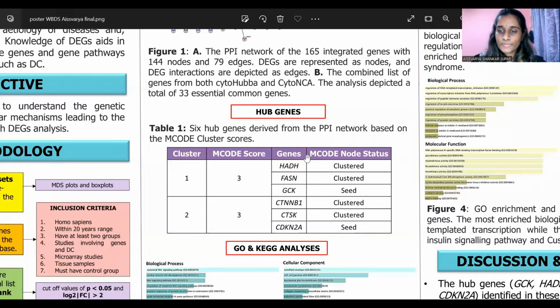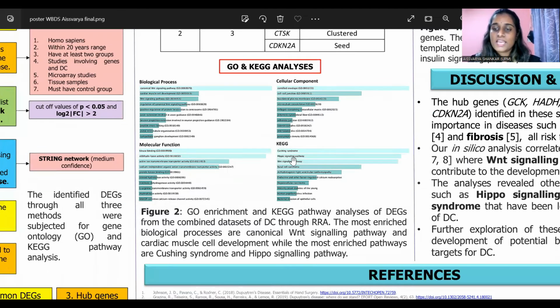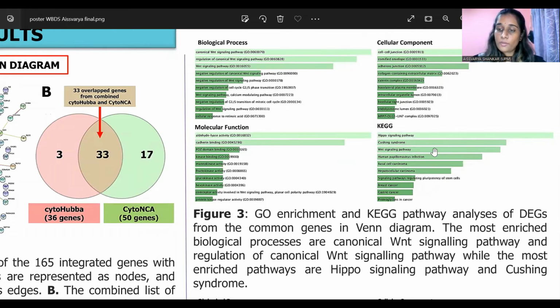The possible involvement of biological processes and pathways was further elucidated through enrichment analysis. The enrichment analysis of the integrated list of DEGs, which is our first list, showed that the most enriched biological processes are canonical Wnt signaling pathway and cardiac muscle cell development, while the most enriched pathways are Cushing syndrome and Hippo signaling pathway. Similarly, the enrichment analysis of the common genes from the Venn diagram analysis demonstrated that the most enriched biological processes are canonical Wnt signaling pathway and regulation of canonical Wnt signaling pathway, while the most enriched pathways are Hippo signaling pathway and Cushing syndrome.